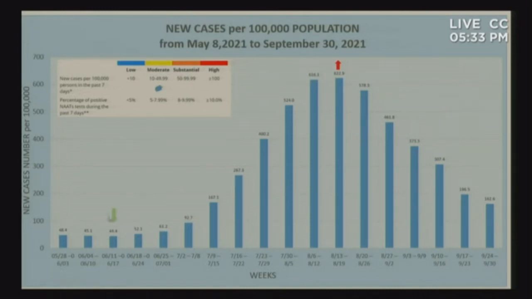Then we started going up, and we peaked on the week of August 13th through the 19th at 622.9. At that point, we were seeing over 6,000 cases per week. So we were reaching almost over 1,000 cases per day. And then now we're coming down, and now we're at that 162 that you saw in the previous chart.